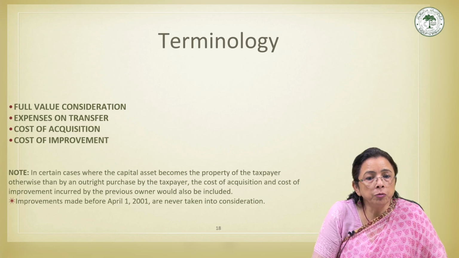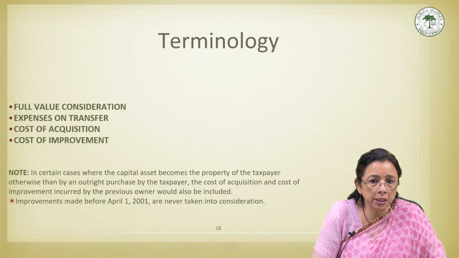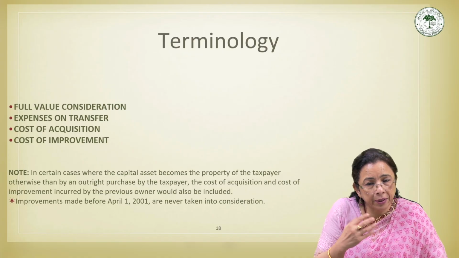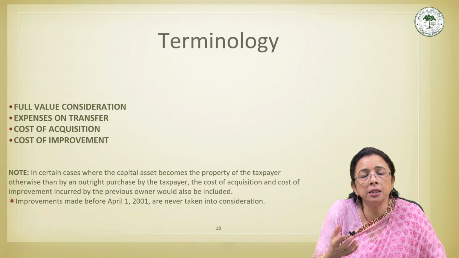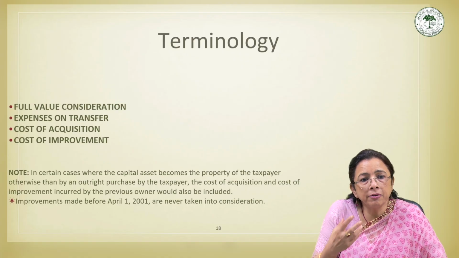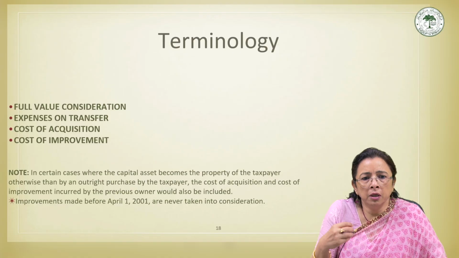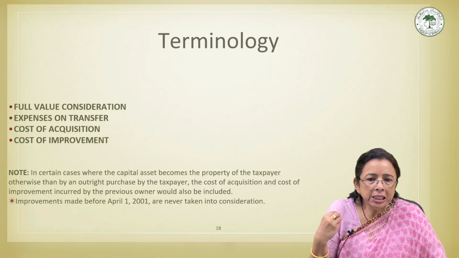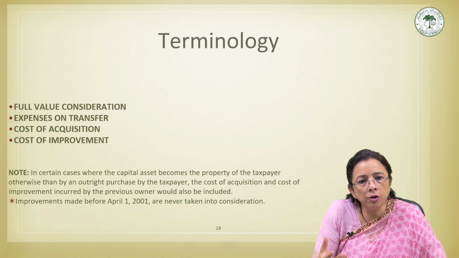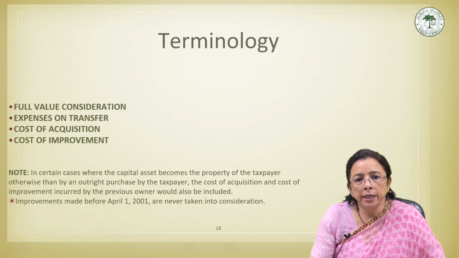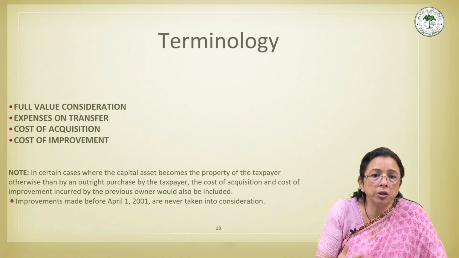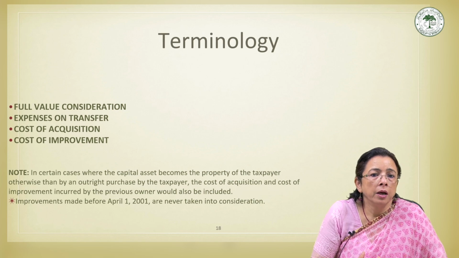Next, we move to cost of improvement. Cost of improvement is the capital expenditure incurred to enhance the value of the asset. It includes cost of additions made to that asset or any alteration. It may include structural improvements, renovation that increases the asset value.